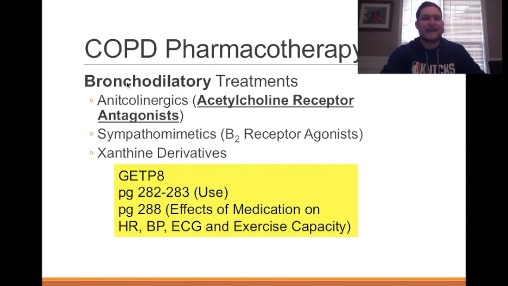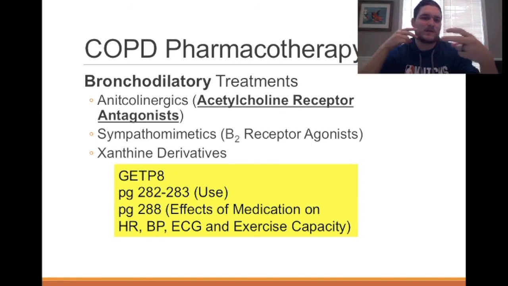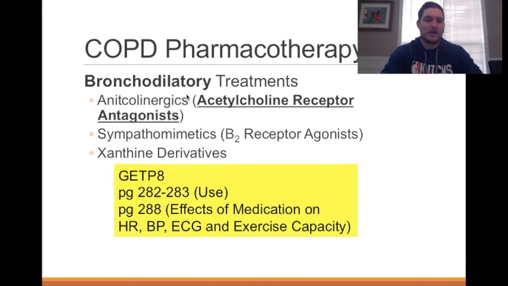So these are going to dilate the air pathways of our pulmonary system, and you have two classes of it: anticholinergics and sympathomimetics. And so, if you remember, these are referring to both of our autonomic nervous system subclasses, the parasympathetic, which the receptors are acetylcholine receptors, whether it be muscarinic or nicotinic. And then the sympathetic nervous system, we're going to have beta 2 receptors in the lungs.